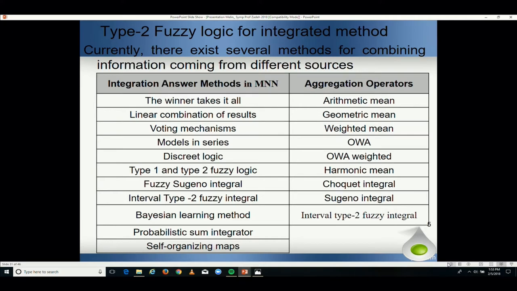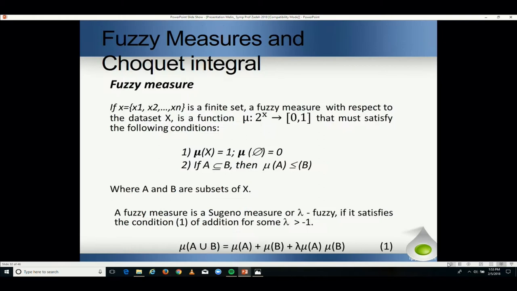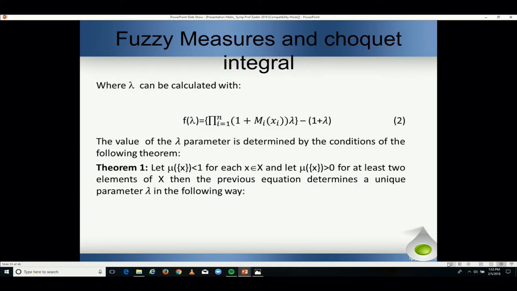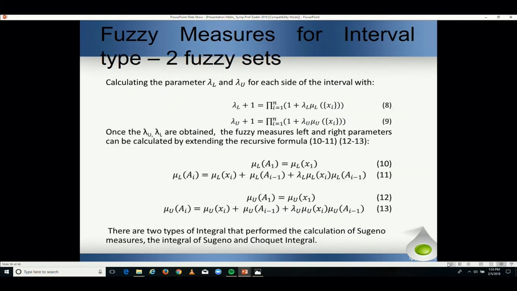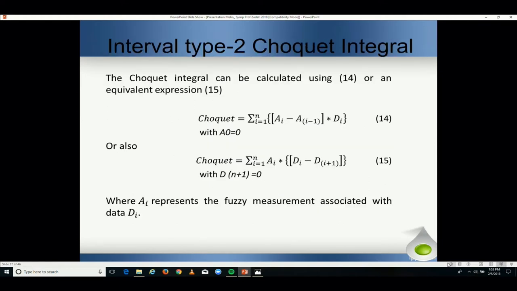And this is with, for example, the Choquet integral. This is the description of how we are working with the fuzzy measures and the Choquet integral. These are some of the questions that we are working on for constructing that integration. All this information is used in the Choquet integral and has the information of all of the modules that are working in the system. This is for my application, but it can be used for any source of information.